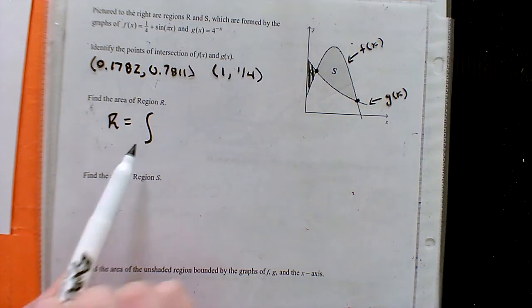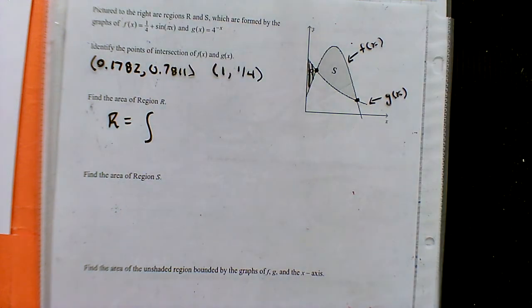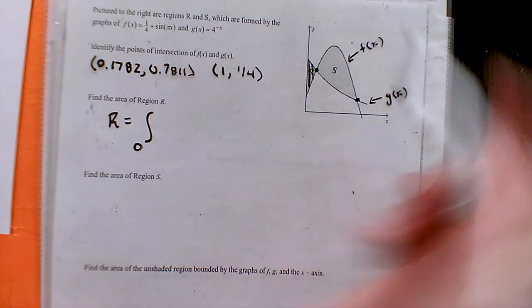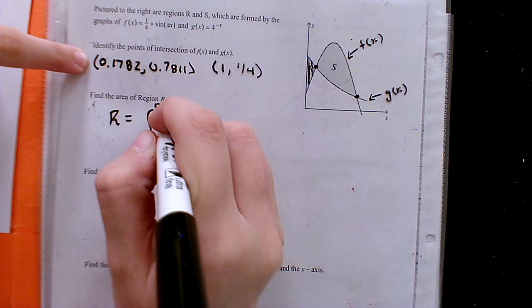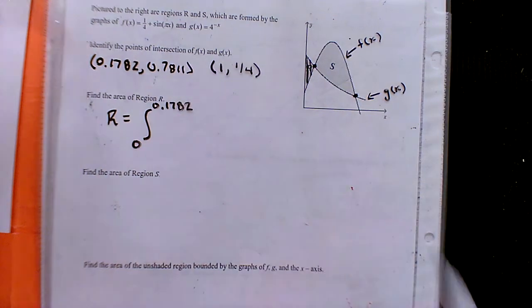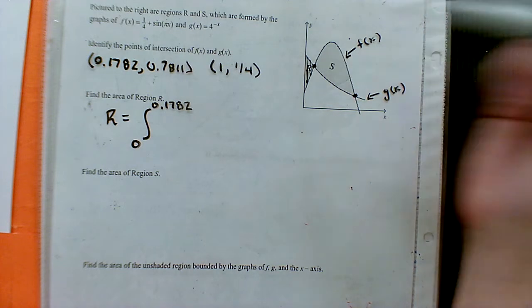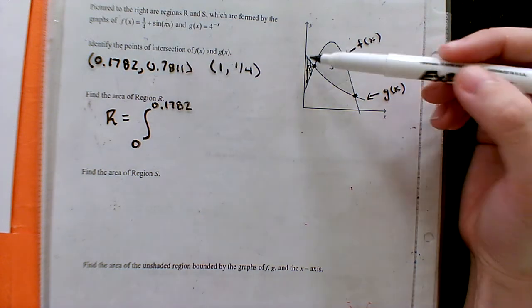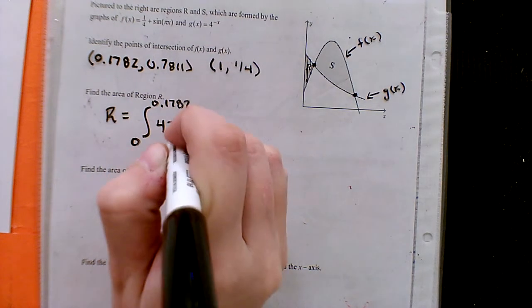So let's start with the bounds. If you were to draw in those rectangles, where do they begin and where do they end? Just for region R. There we go. We're going to have to utilize that intersection point we found, specifically the x-coordinate, 0.1782. And then for the functions, the top of the rectangle is touching the exponential curve, that was the g of x function.